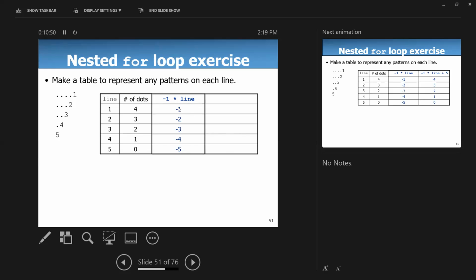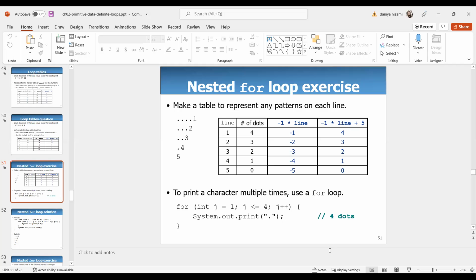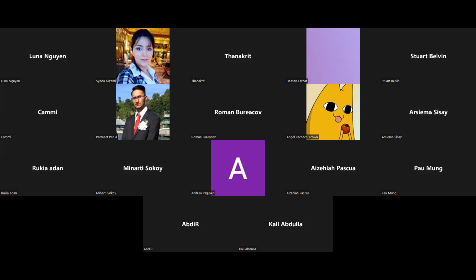Now what will I add to this -1 so that I can get 4 dots on line one? It will be adding 5. So -1 times line plus 5 gives 4, 3, 2, 1. This is the formula that gives me the number of dots for my pattern. So let's move on to Eclipse and see how to evaluate this in our code. Let me share Eclipse.